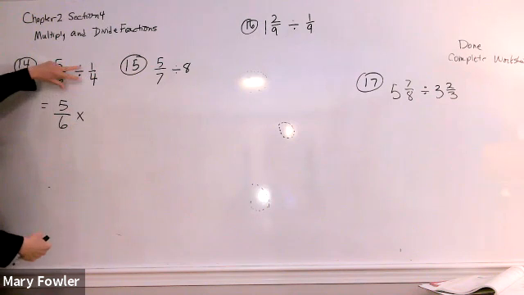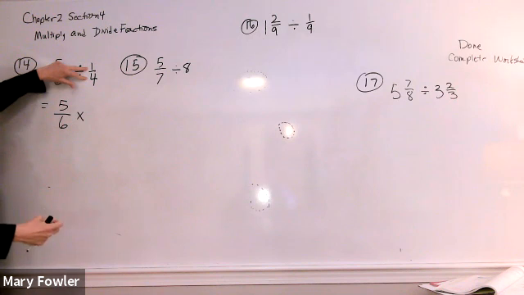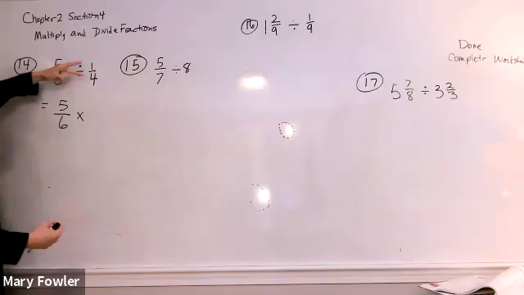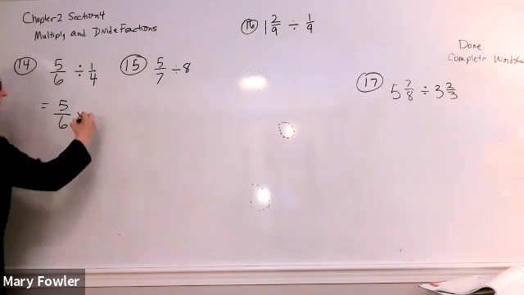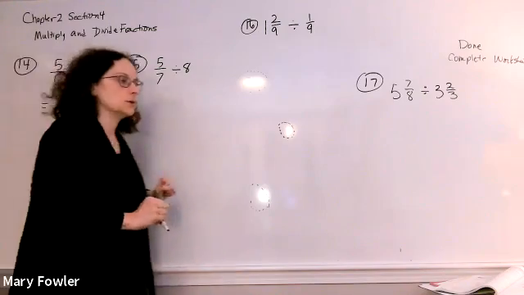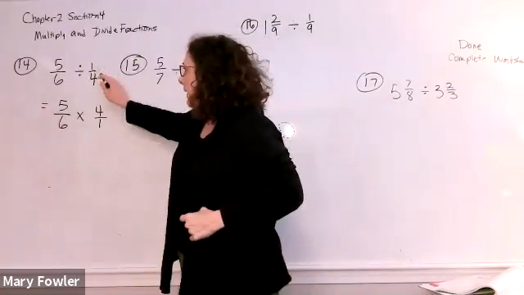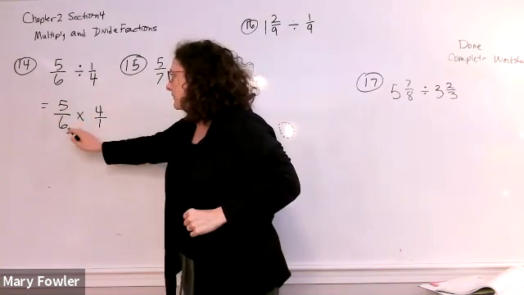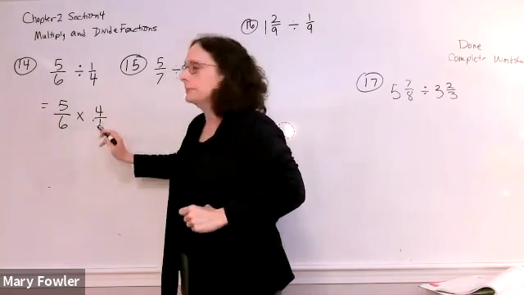Now, note that the 1/4 is in fact a fraction and not a mixed number, because we'll need it to be in fraction form, proper or improper, it doesn't matter. And then all we want to do is reverse numerator and denominator, flip. So 5/6 divided by 1/4 is the same as 5/6 times 4/1.